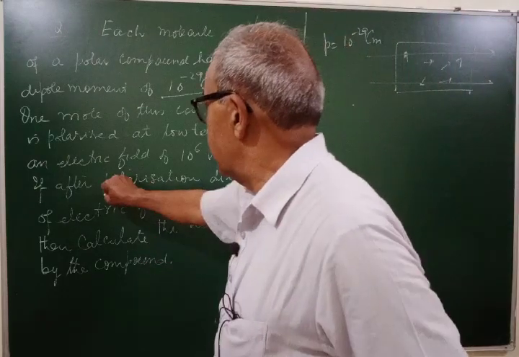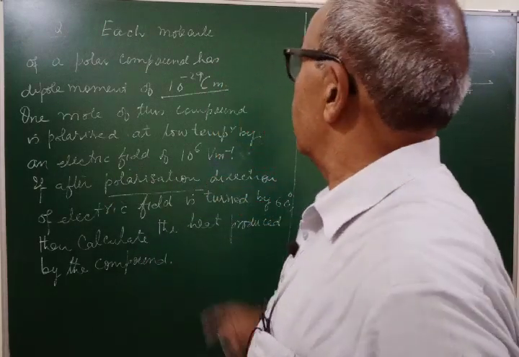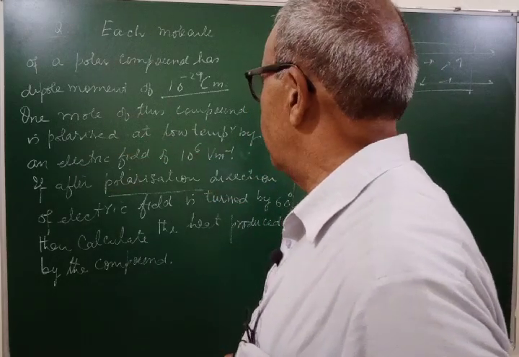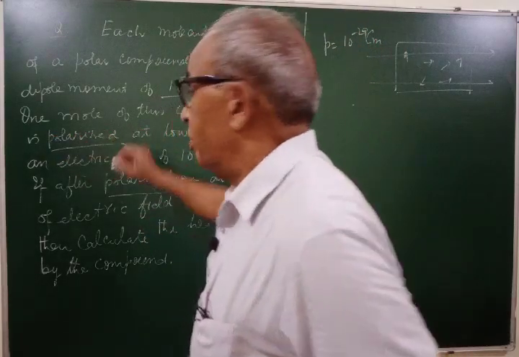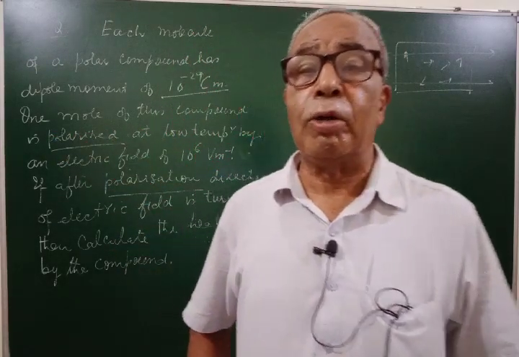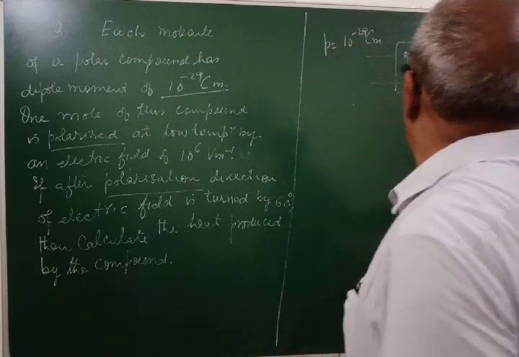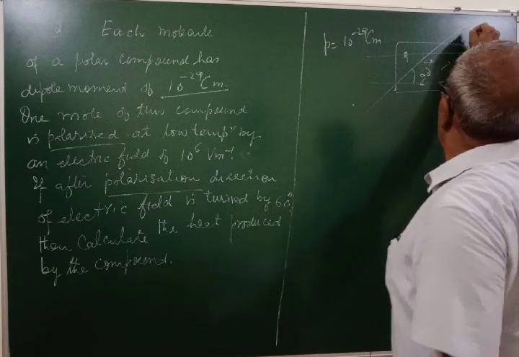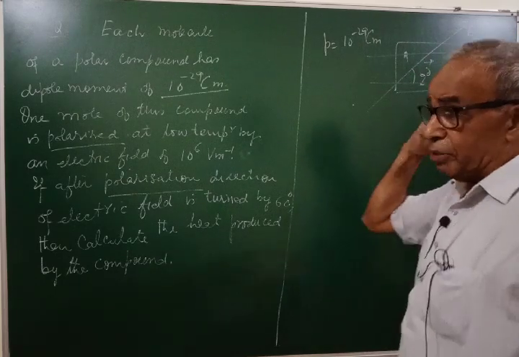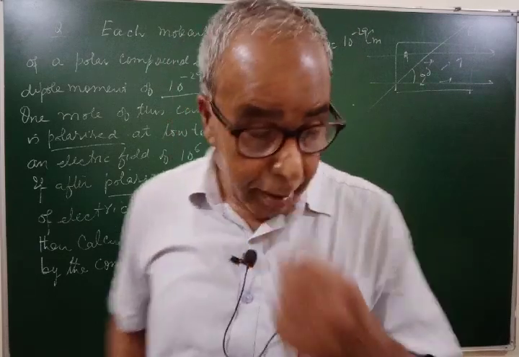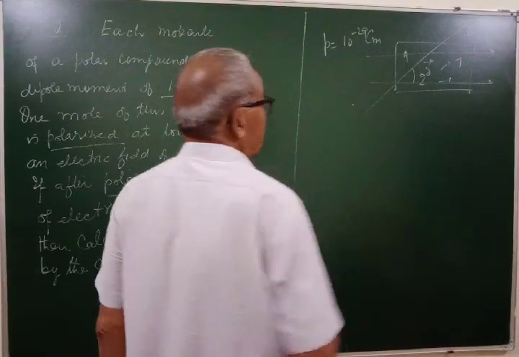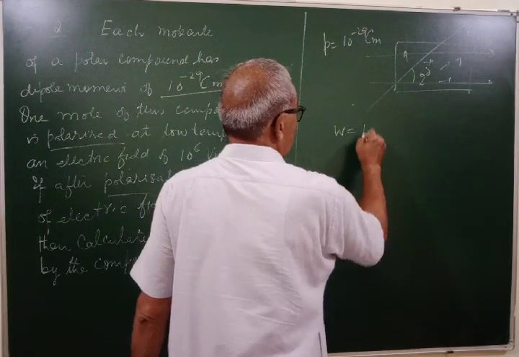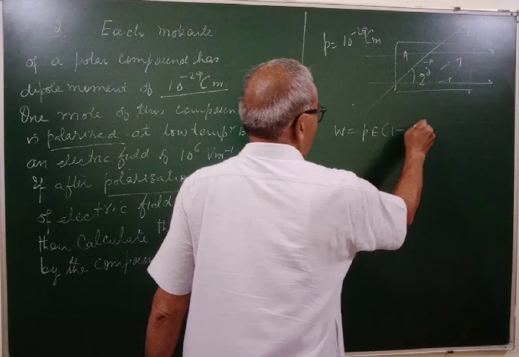Polarized means all molecules get parallel to the applied field. Now, when we rotate the field by 60 degrees, how much will be the energy, the heat released? Why will the heat be released? We have learned that in rotating a dipole in an electric field, W is equal to PE into 1 minus cos theta.